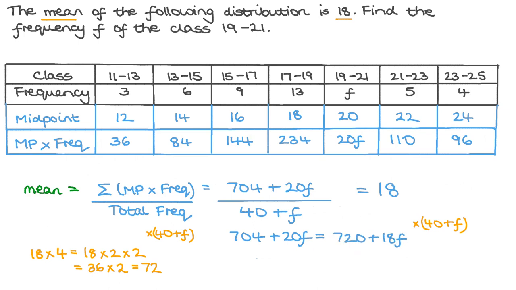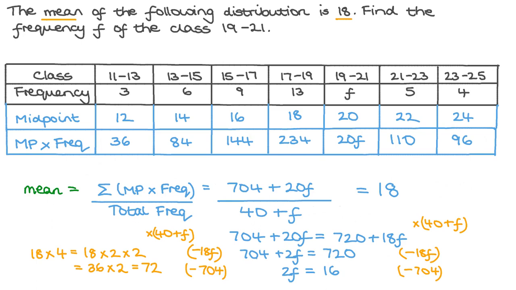So now we have a relatively straightforward equation to solve, but it's got f's on both sides. So the first step is going to be to group all of the f's on the same side of the equation. We're going to subtract 18f from each side. Doing so gives 704 plus 2f is equal to 720.